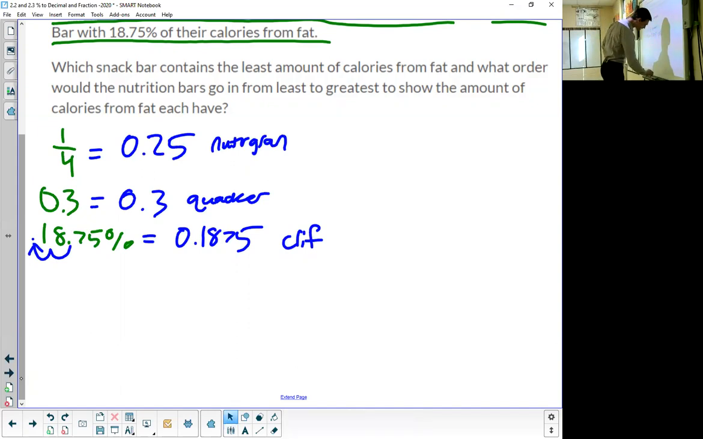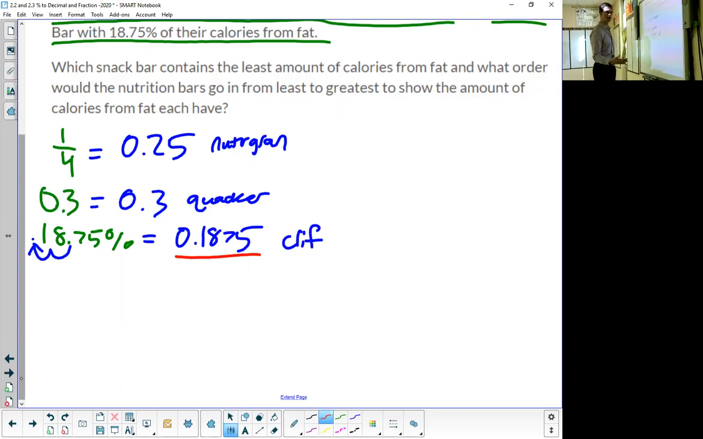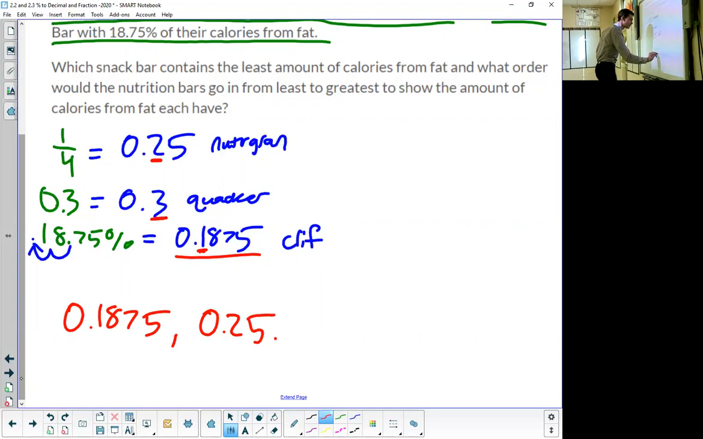And something you might be inclined to think is, say, Mr. Henry, this has 4 place values. Wouldn't that make it the largest? Not necessarily. When we're comparing place values, we always compare the value to the value. So because Cliff has 1 in its tenths value, and Nutri-Grain has 2 in its tenths value, and Quaker has 3 in its tenths value, I think we're going to put them in that order. So I think it's going to go something like this. And that is our order.